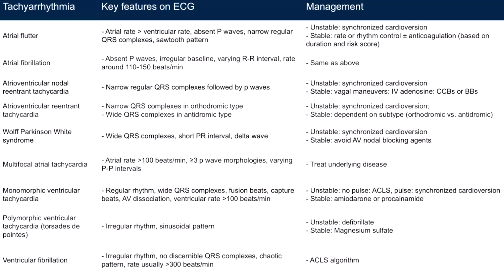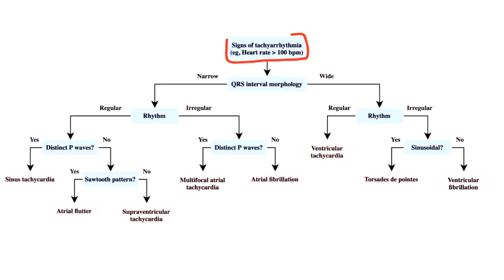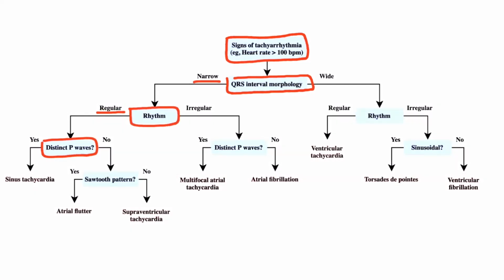Here's a table that summarizes the main features of all tachyarrhythmias we discussed throughout all 3 lectures. Pause the video and take a moment to consider this table. This algorithm will allow for an easy recap of most tachyarrhythmias. Regarding the narrow complex tachyarrhythmias, which have a regular rhythm, we can further look at the presence of P waves for differentiation. If there are P waves, then it is sinus tachycardia. If there are no P waves and there is a presence of a sawtooth pattern on ECG, it will be classified as atrial flutter. Otherwise, it will be supraventricular tachycardia.